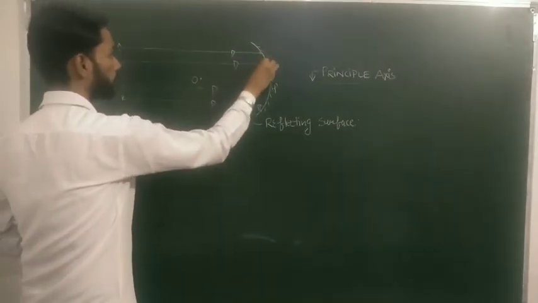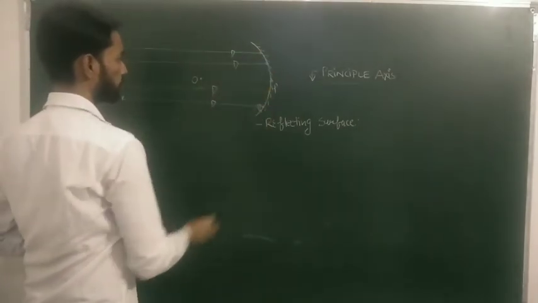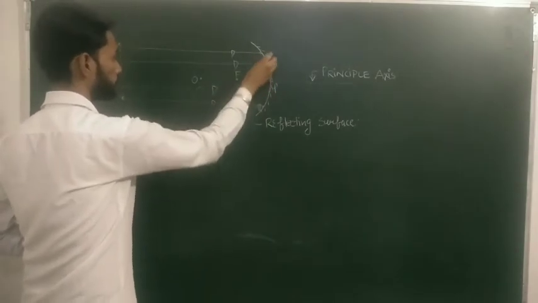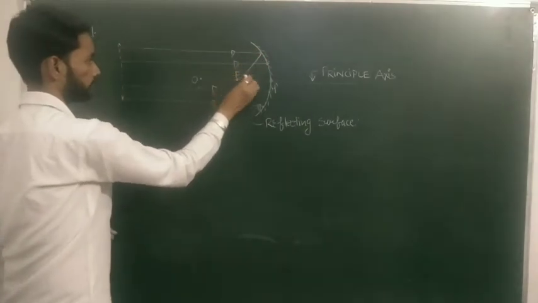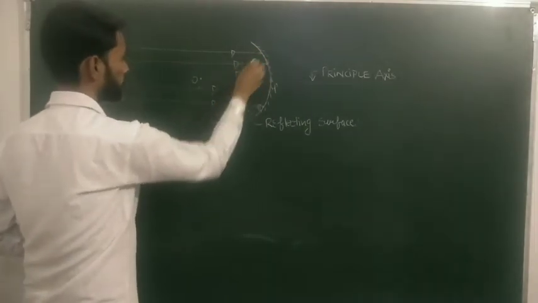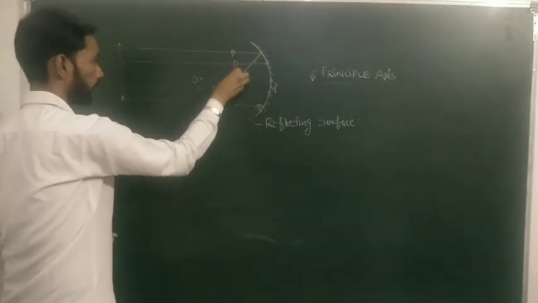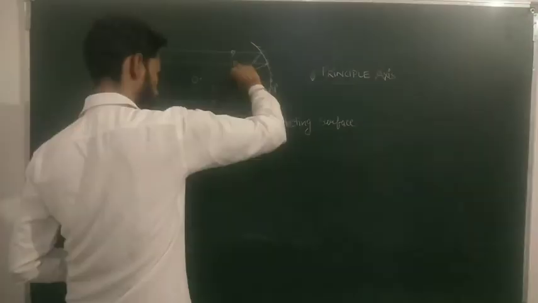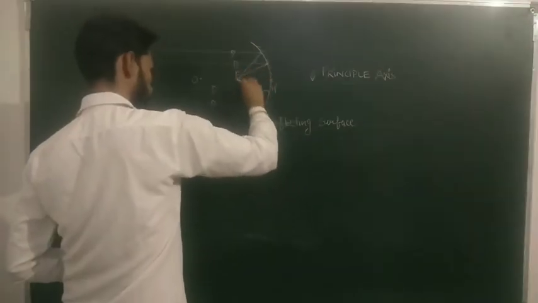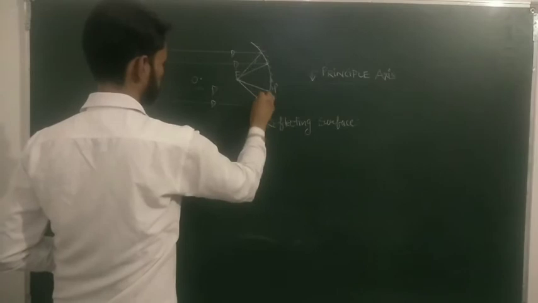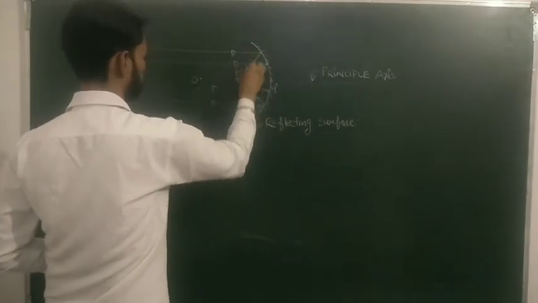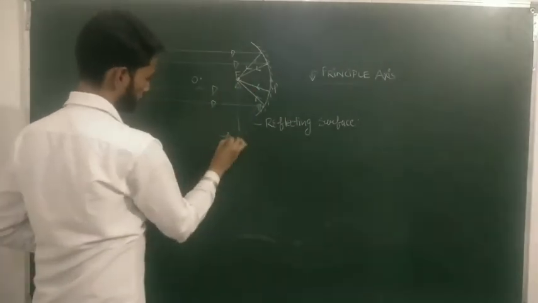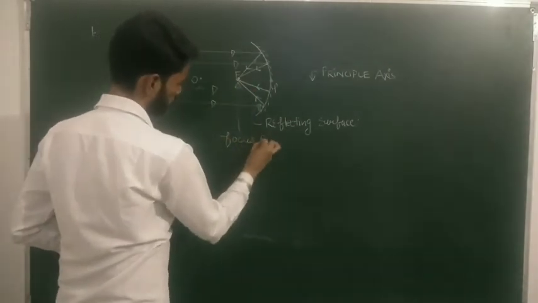After they strike this type of reflecting surface, they meet at a point F. And this point is called the focus point.